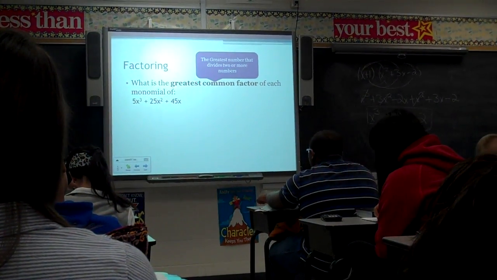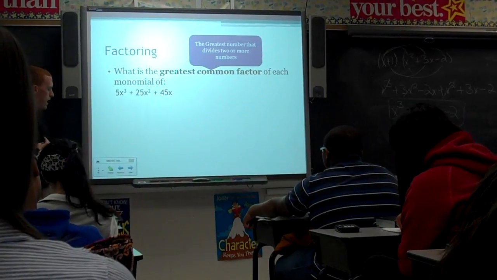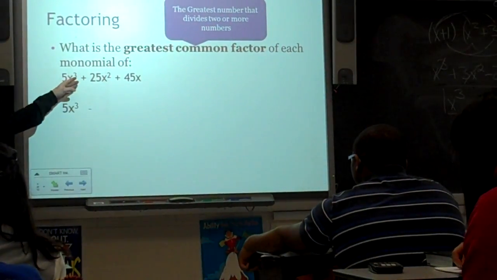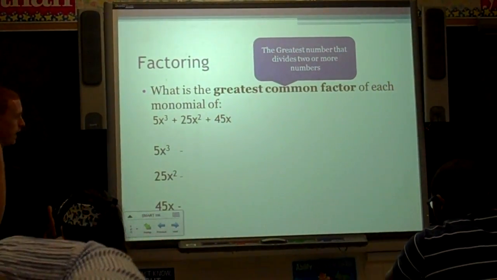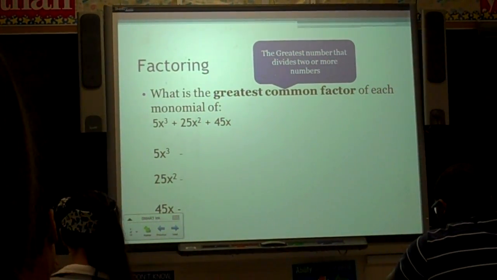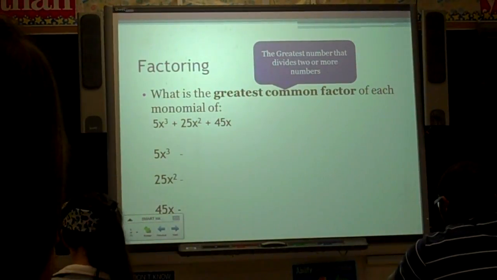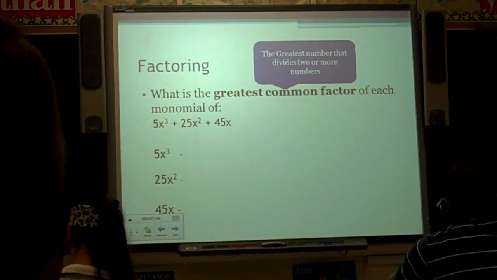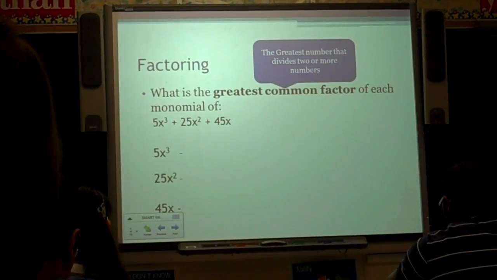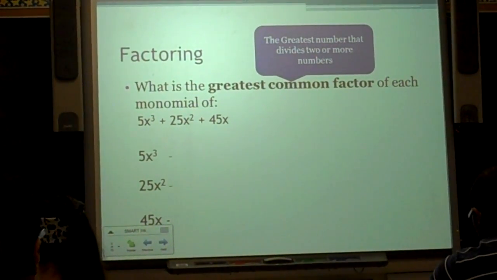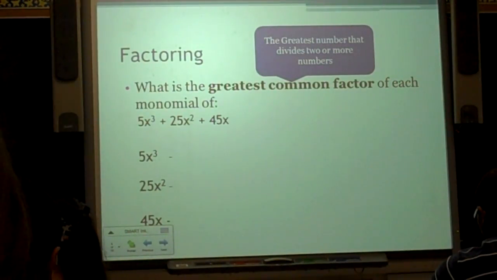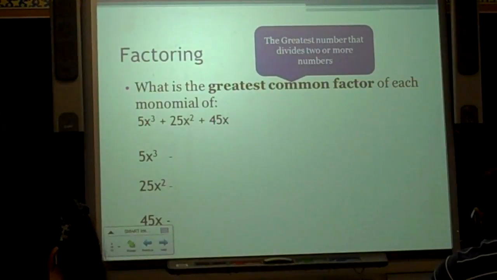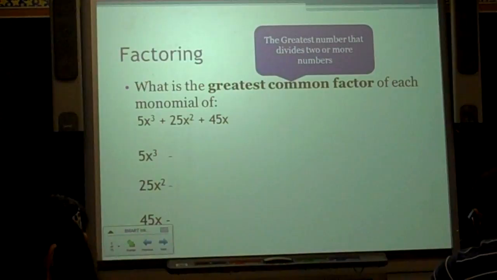And they say we need to do it for each monomial. So, well, let's write out each monomial. The 5x cubed, the 2x squared, and the 45x. Okay, so now I want to break them down into their simplest parts.